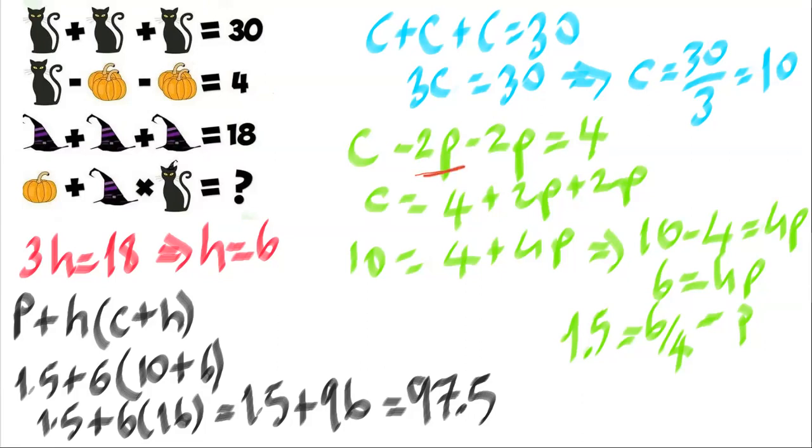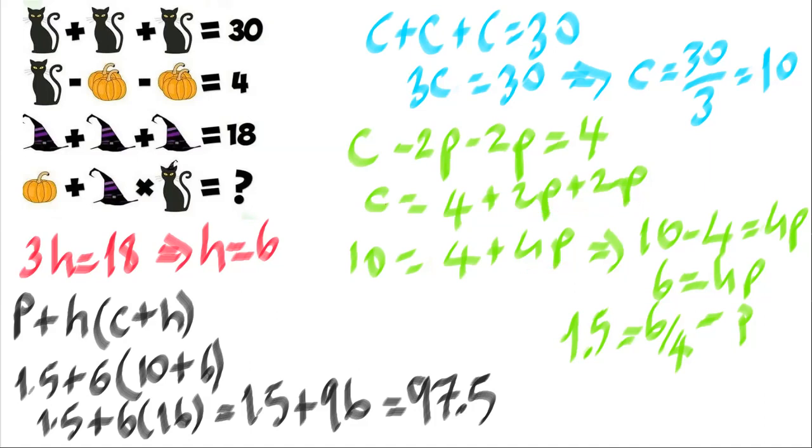So instead of pumpkin, we can use P. So C minus 2P minus 2P equals 4. Now we can simplify this a little bit. These two, we can move to the other side. They will be positive, and 2P plus 2P is 4P.